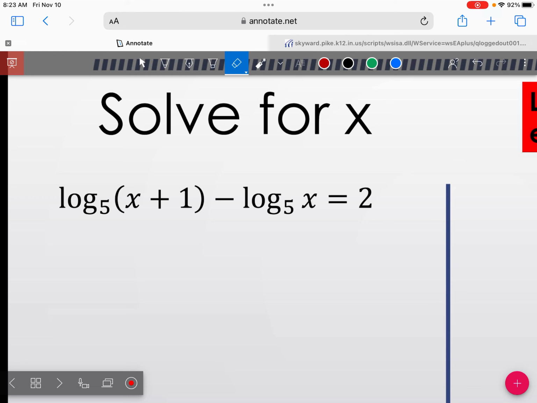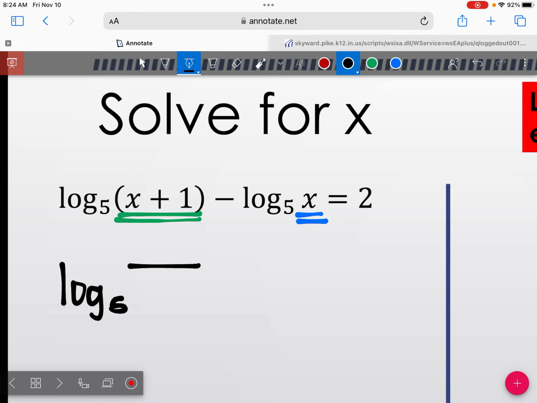Okay, so for this one, we have a subtraction sign. How do we condense subtraction? Division, good. So I'm going to write it as a fraction. What's in front of the subtraction is in the numerator. What's after the subtraction is in your denominator. So it's going to be written as the log base 5, and then you have your fraction, x plus 1 in the top over x, and that equals 2.